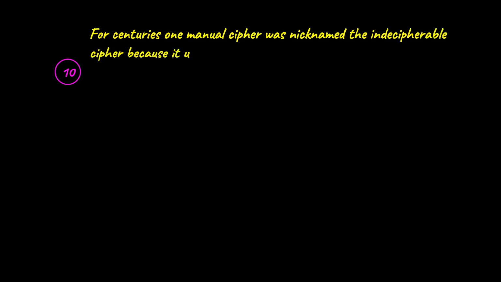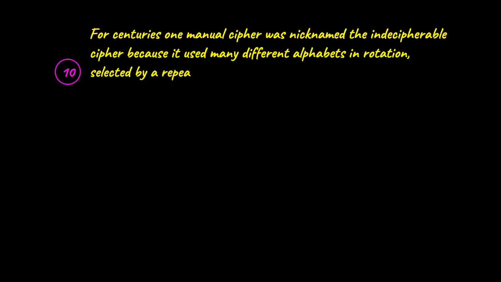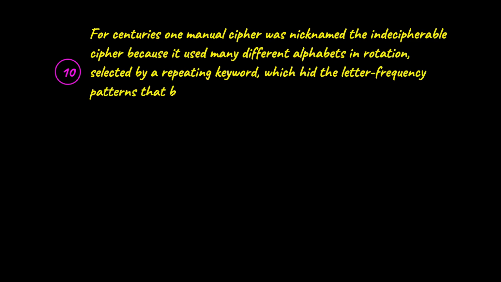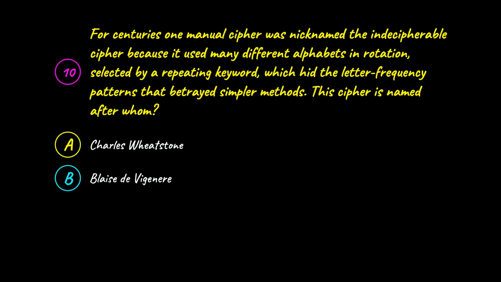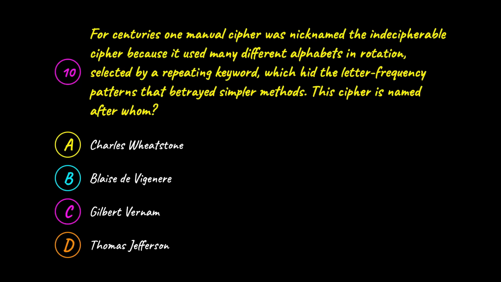Question 10. For centuries, one manual cipher was nicknamed the indecipherable cipher because it used many different alphabets in rotation, selected by a repeating keyword, which hid the letter frequency patterns that betrayed simpler methods. This cipher is named after whom? Your options are A. Charles Wheatstone, B. Blaise de Vigenère, C. Gilbert Vernam, D. Thomas Jefferson. Take a second. Which answer would you pick?